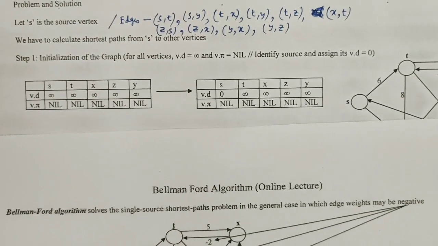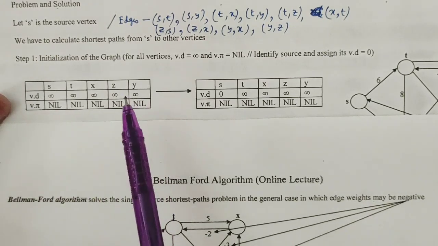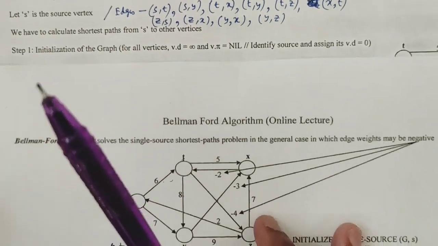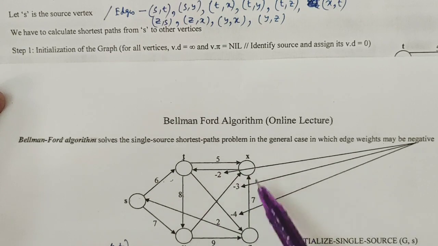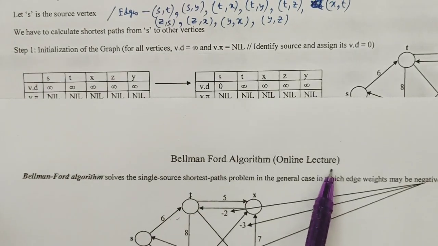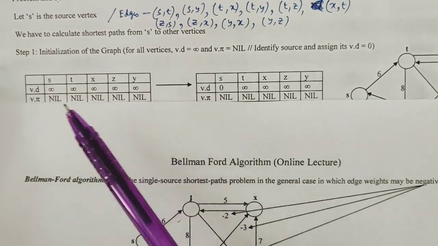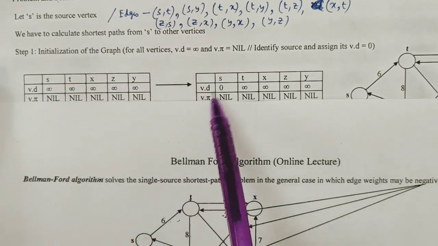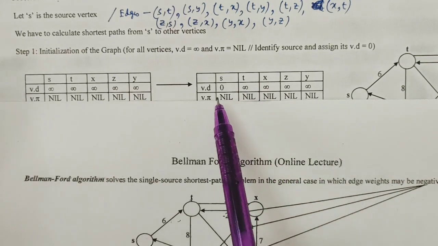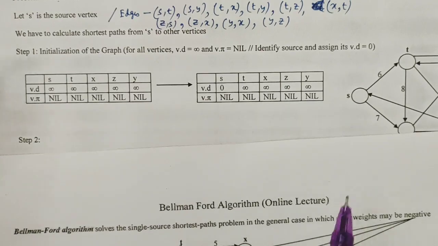So S, T, X, Y and Z, these are the 5 vertices. We have maintained the sequence as S, T, X, Z and Y, moving in the clockwise direction. These are the 5 vertices. Initially their d parameter value is infinity, their pi parameter value is nil. We have decided S is the source vertex, so d parameter value of the source will be 0 and the remaining are infinity, and their pi parameter values are nil. So this is the first step.